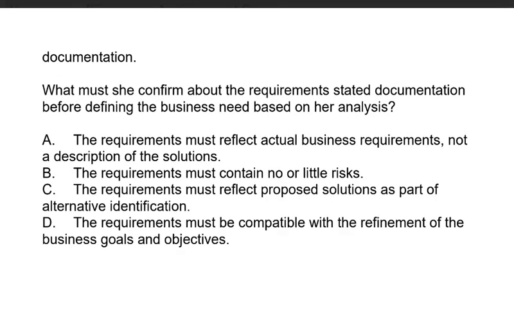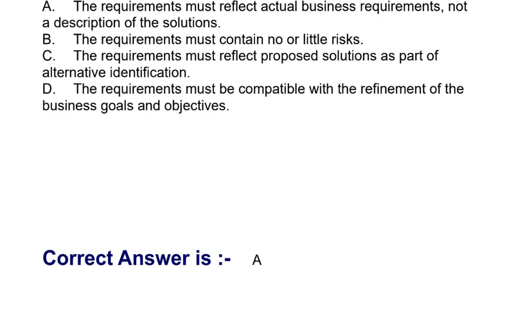Option A, the requirements must reflect actual business requirements, not a description of the solutions. Option B, the requirements must contain no or little risks. Option C, the requirements must reflect proposed solutions as part of alternative identification. Option D, the requirements must be compatible with the refinement of the business goals and objectives. Correct answer is option A.